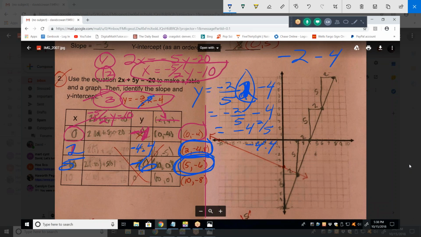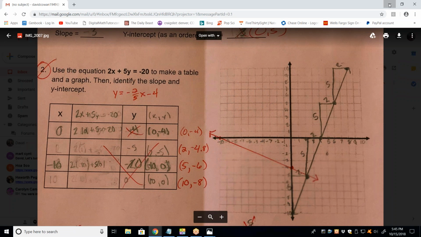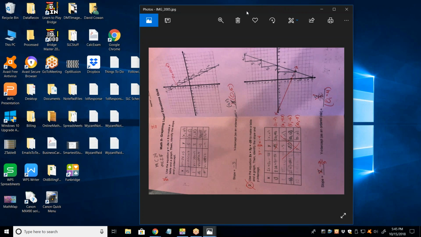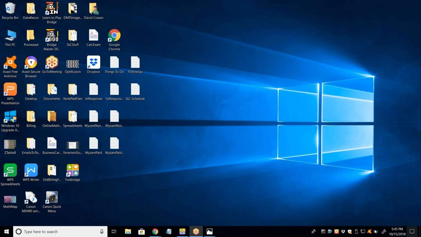Yeah, but that's not the same. That's not even close. You don't get the sign wrong, right? You can't get the problem right. Yeah. All right, let's go back to what we need to work on.